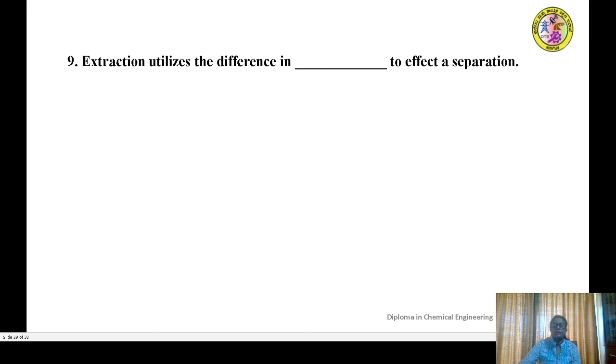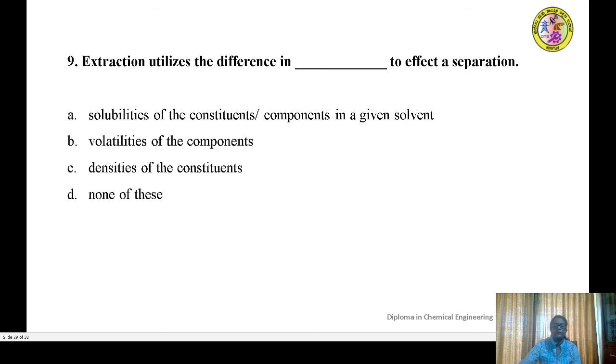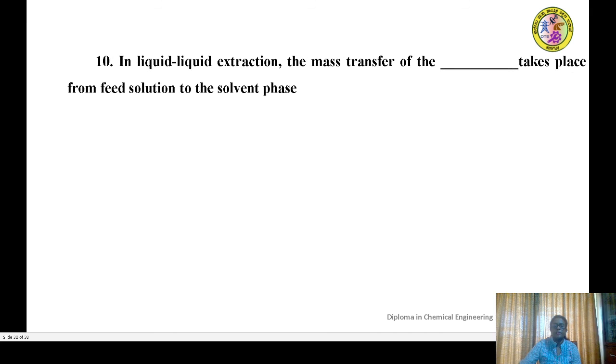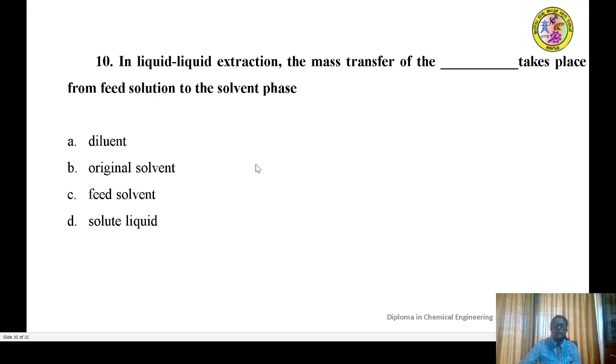Sorry, it's getting repeated. So this is your last question coming up. In liquid extraction, the mass transfer of the dash takes place from feed solution to solvent phase. So, which component is getting transferred in liquid extraction and what is it called? Is it called a diluent? Is it called an original solvent? Is it called feed solvent, or is it called solute liquid? So, which is the component that is undergoing mass transfer in the operation?